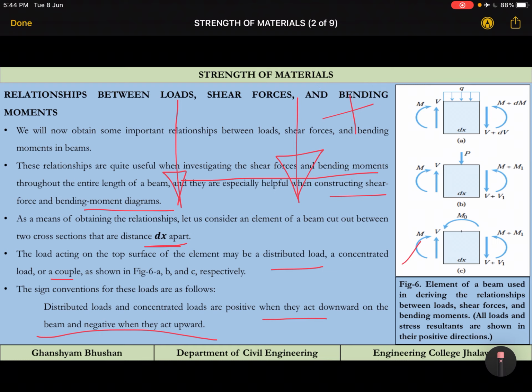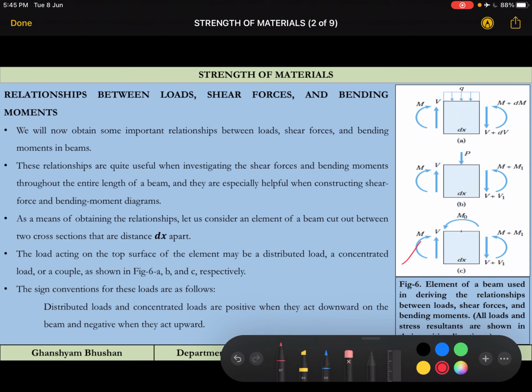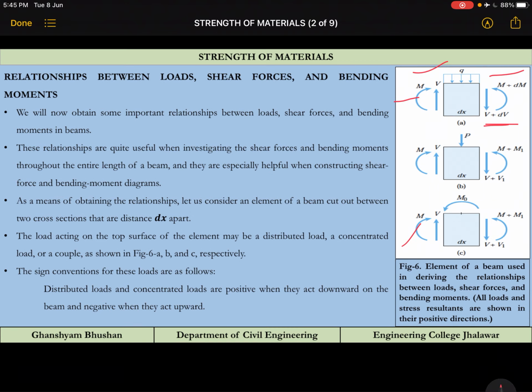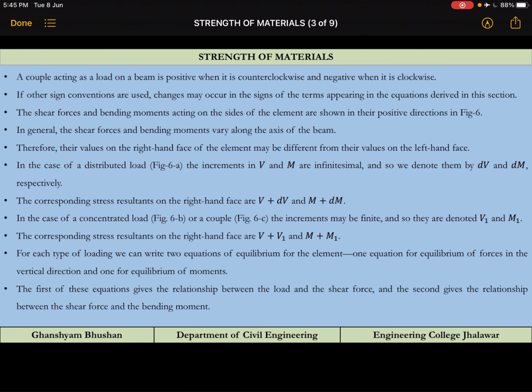So you can check. Here, this is V at the left-hand side and V plus dV at the right-hand side, and the couple is M here, and it will become M plus dM. So for a very small length, a small increment is there in the bending moment and shear force. Similarly, if load is there, it will become a different set of loads, V plus V1 and M plus M1, depending upon the loading.